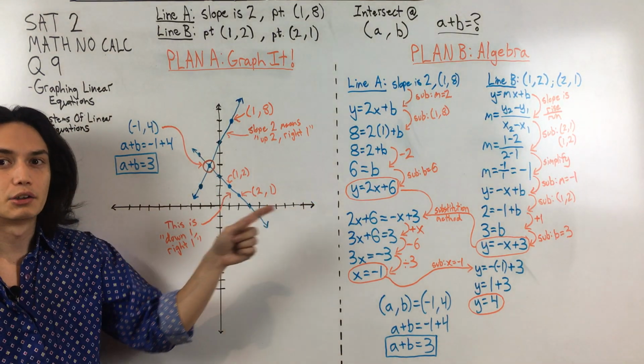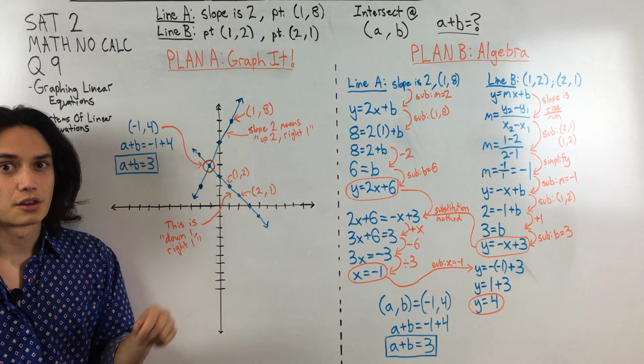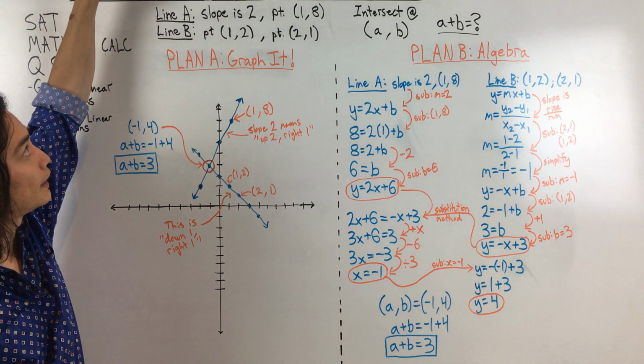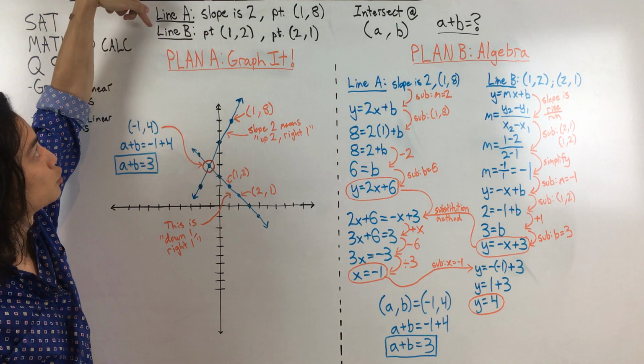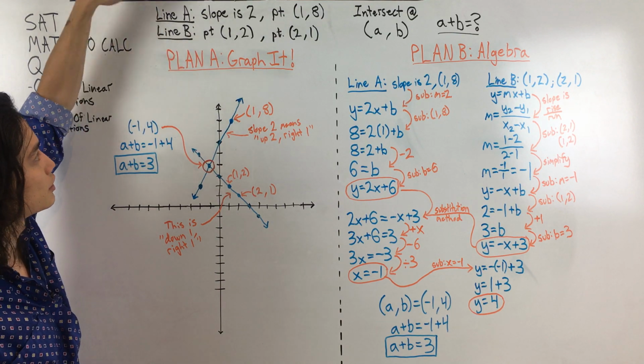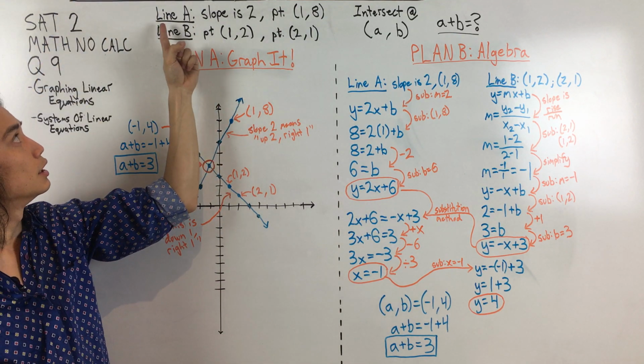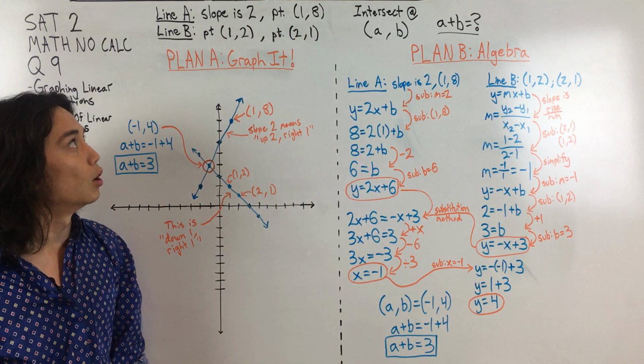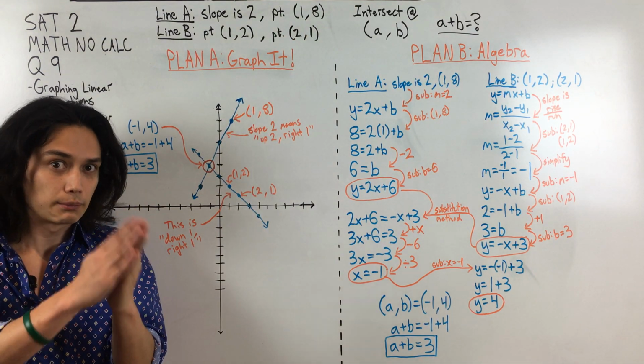But let's look at how each of these solutions work. So starting with the graphing solution. Well, we have this information. Line A, the slope, we have two lines. We're just going to try and graph each of these on the same plot. So line A, slope is 2, and the point it goes through is 1, 8. So let's just start with that point, right?